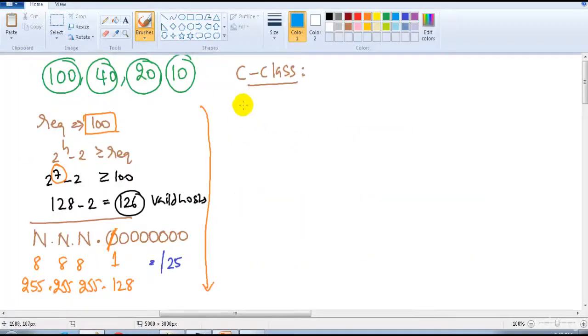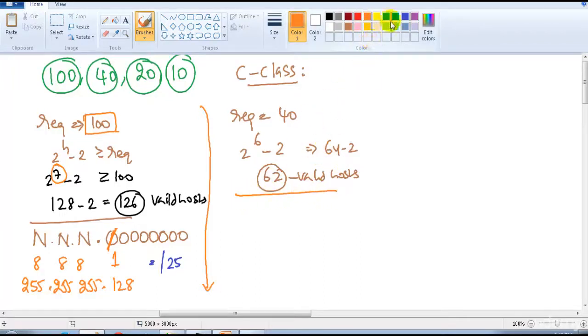My next requirement is 40. So let me start with the requirement of 40 hosts. And what is the nearest power value that satisfies my condition? 2 to the power of 6. So it's 64 minus 2, which means 62 valid hosts for the subnet.